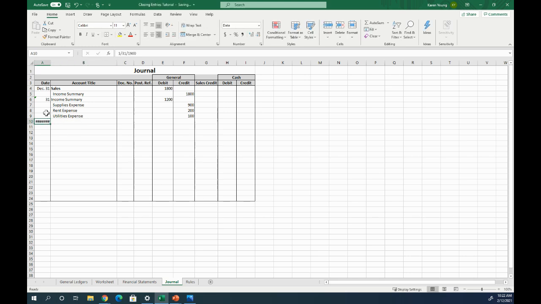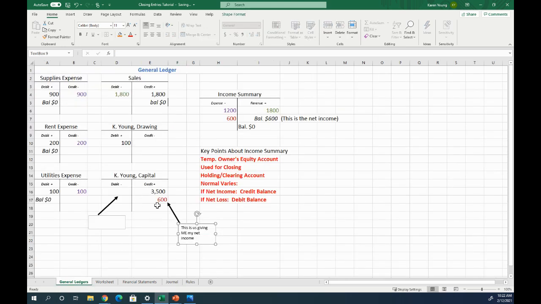Oops, I keep doing that. It's going to be a debit to income summary, $600, and a credit, okay, K Young Capital, $600. So my capital account is increasing by $600.